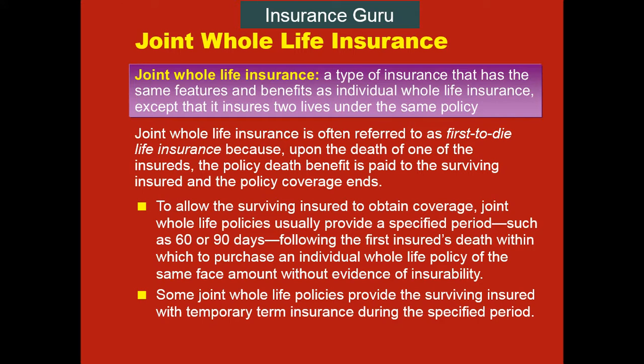To allow the surviving insured to obtain coverage, joint whole life insurance usually provides a specific period, such as 60 or 90 days following the first insured's death, within which to purchase an individual whole life policy of the same face amount without evidence of insurability. Some joint whole life policies may provide the surviving insured with temporary term insurance during the specified period.